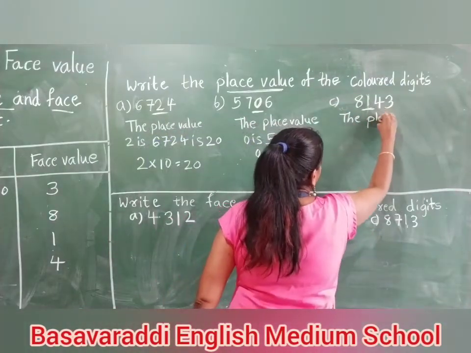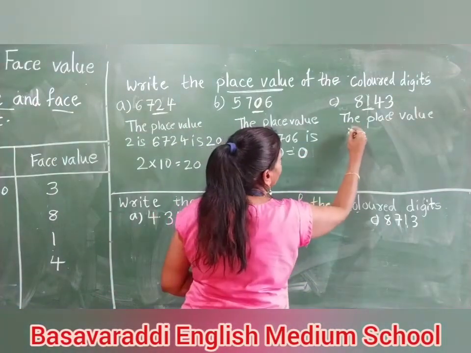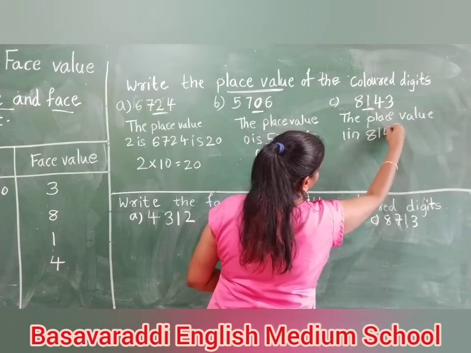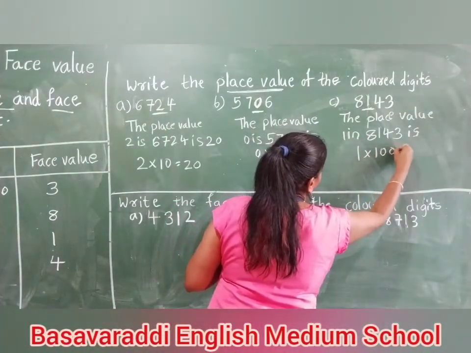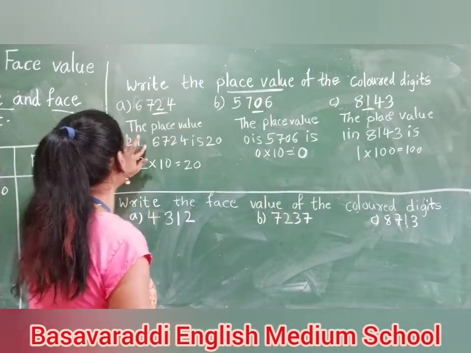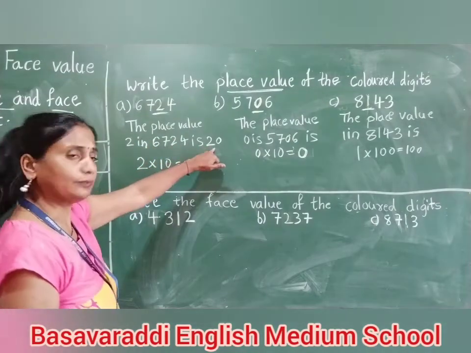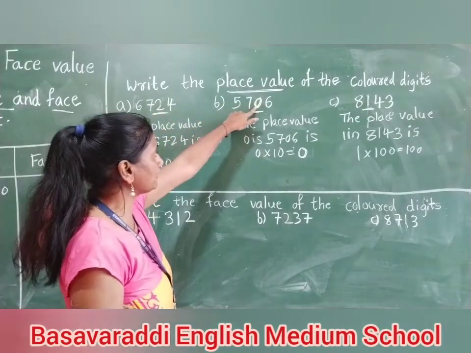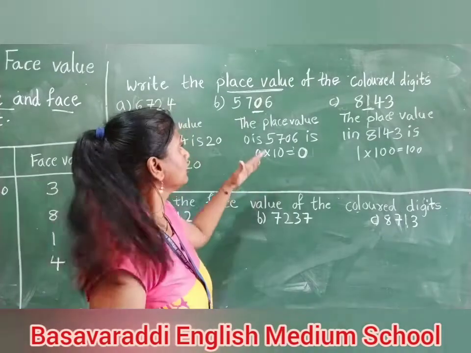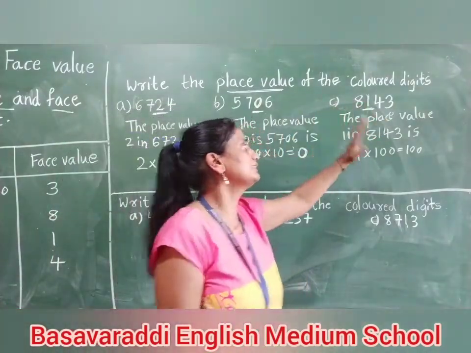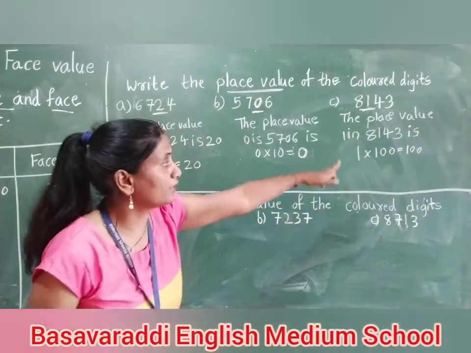Now the digit 1 in 8153 is in the 100's place. We are multiplying by 100: 1 into 100 is 100. In 6724, the place value of 2 is 20: 2 into 10. Anything multiplied by 0 is 0, that is the multiplying by 0 property. Now in 8143, the place value of 1 is 1 into 100, which means 100.